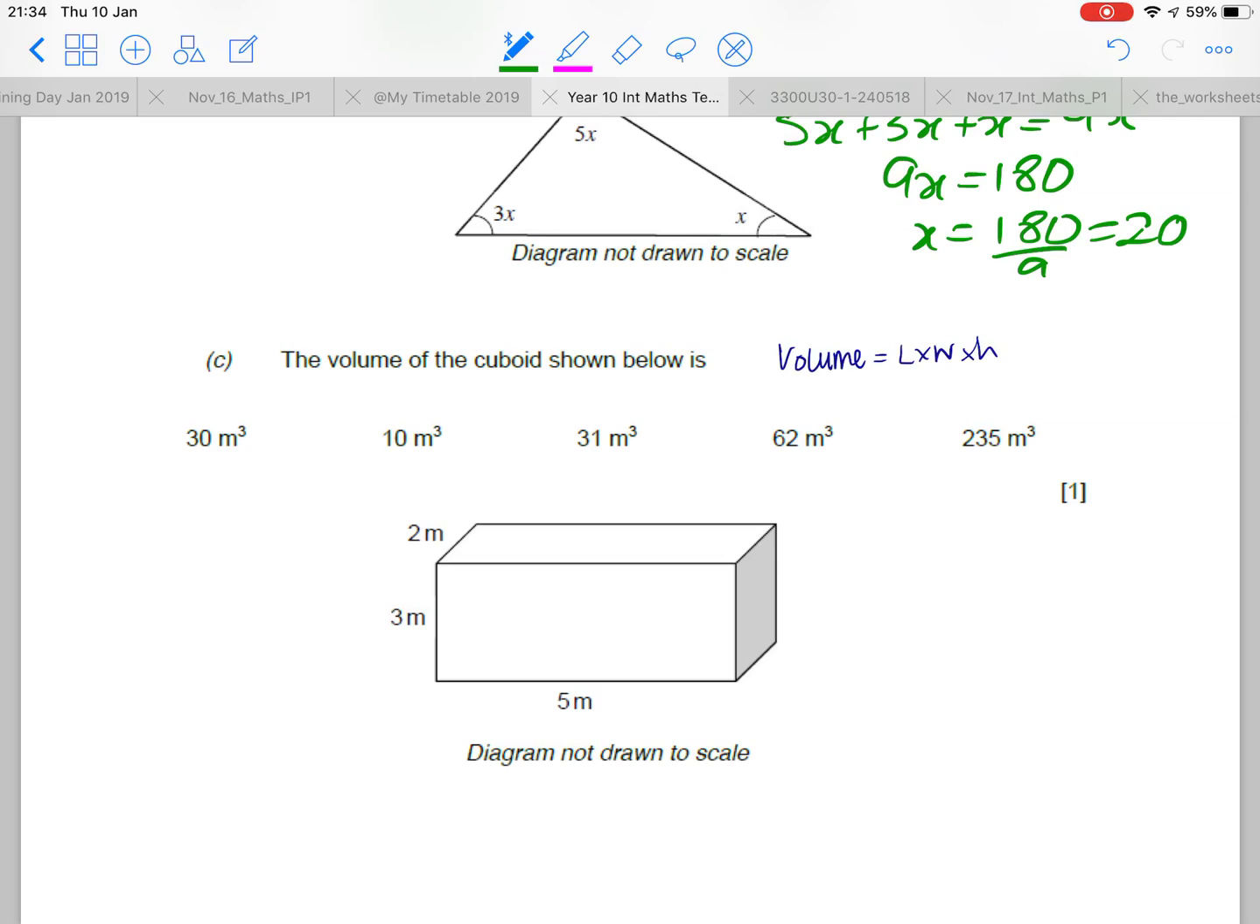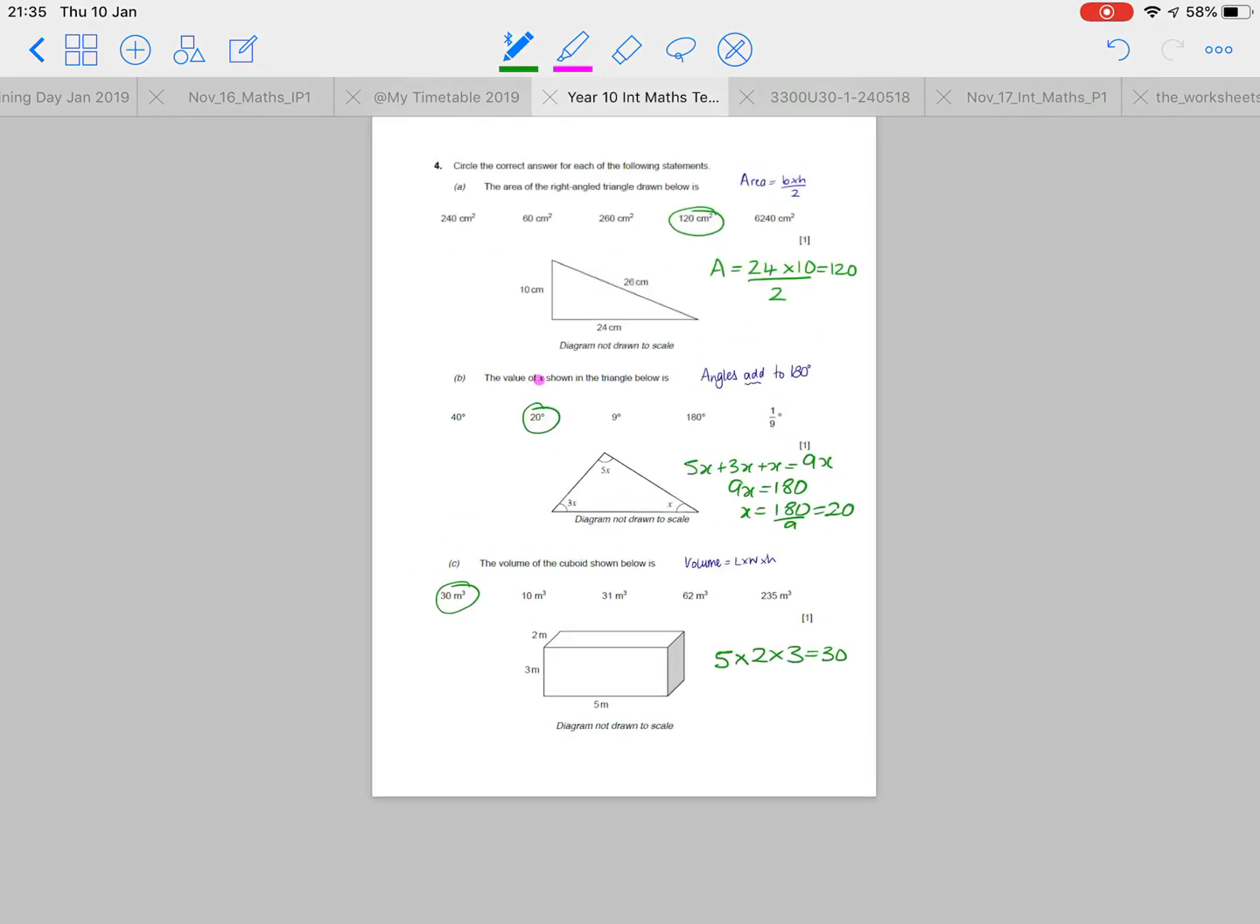And for the volume of this cuboid, you need the length times the width times the height. If you mistakenly thought that was an adding up sum, they'll put the wrong answer there to confuse you, so be very careful. 5 2s are 10, 10 3s are 30, so 30 meters cubed.